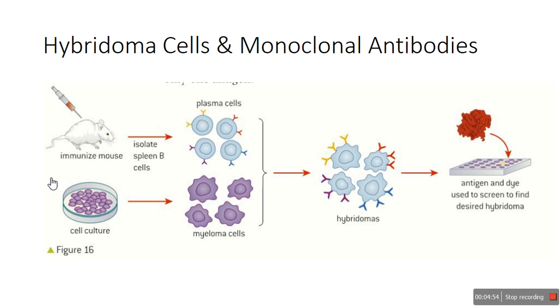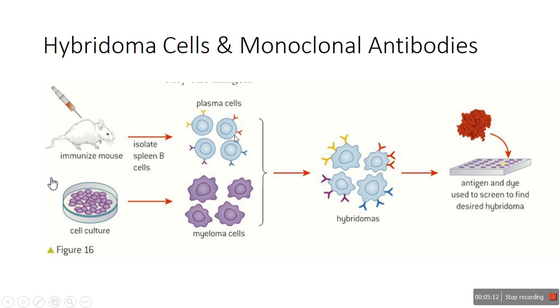The plasma cells are then removed from the spleen of the mouse. There will be many different types of antibodies extracted from that spleen. Some of them will be the ones you want, and some of them will be the ones you don't want.